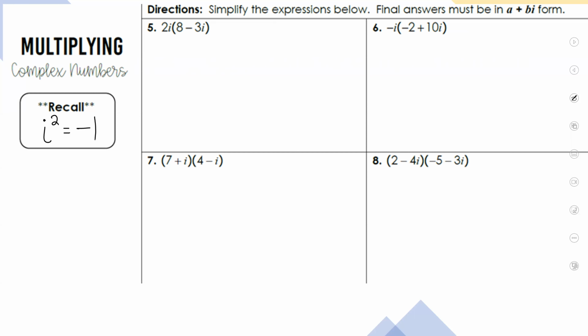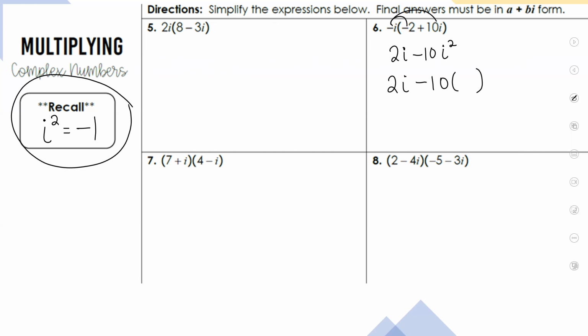I'll do number 6 with you. What's negative i times negative 2? Well, 2 negatives make a positive, so this will just be 2i. Negative i times 10i will be negative 10i squared, because there's 2 i's being multiplied. Okay, so let's simplify this. I have 2i minus 10 times, what did we just write over here? i squared is just negative 1, so I'm going to put negative 1 there. So I get 2i plus 10.